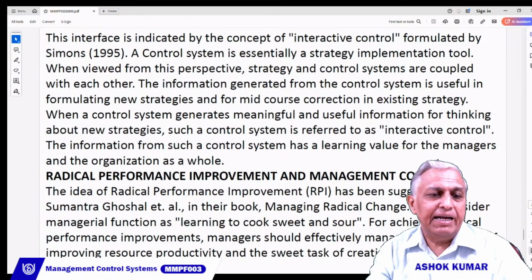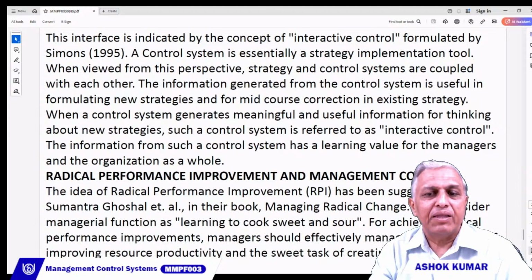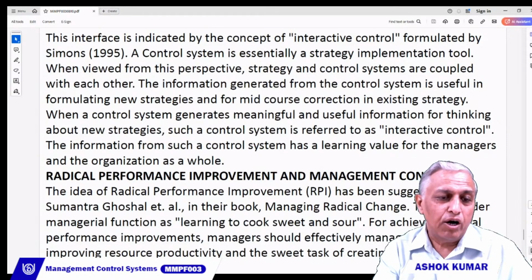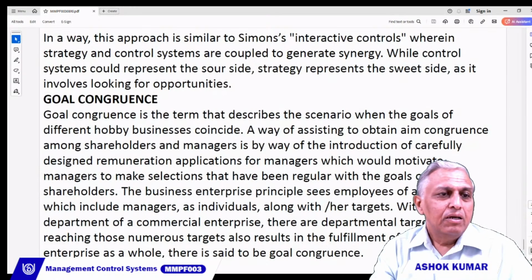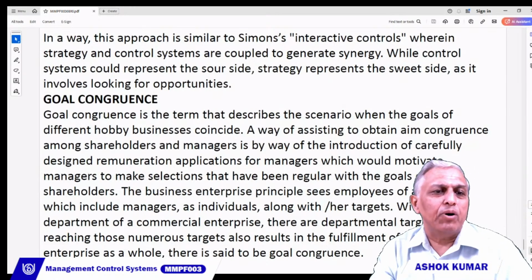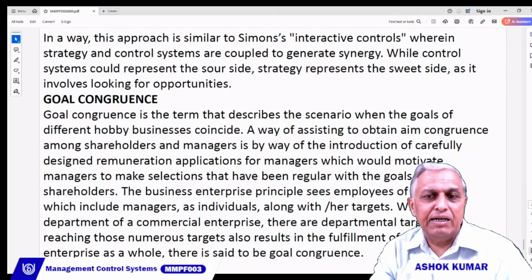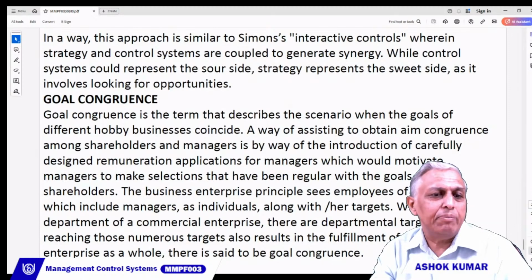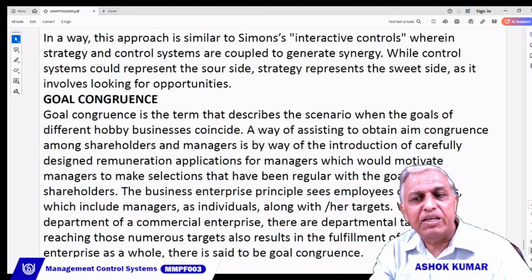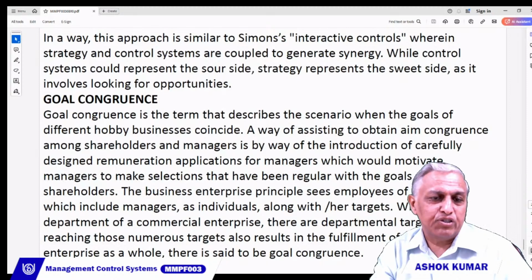Friends, we may also have radical performance improvement and the management controls accordingly. And then the goal congruence. The goal congruence is very, very important because we have to understand a way of assisting to obtain goal congruence amongst the shareholders and managers is by way of the introduction of a carefully designed remuneration application for managers, which would motivate managers to make selections that are consistent with the goals of shareholders.